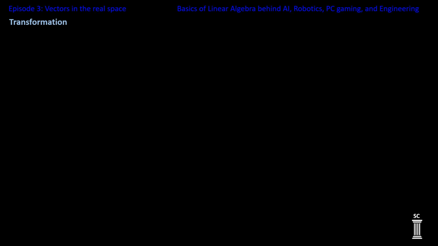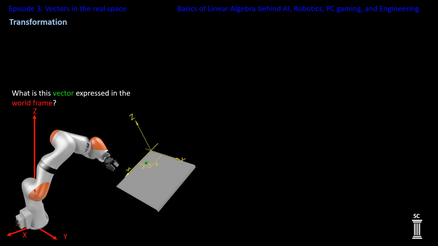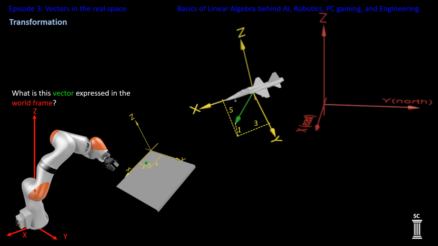Now we're going to talk about transformation. And here you see two examples where transformation is important. A robot that has to pick up an object that finds itself in a frame that's different from a robot's own frame. And an airplane that has an own frame that's different from the world frame.